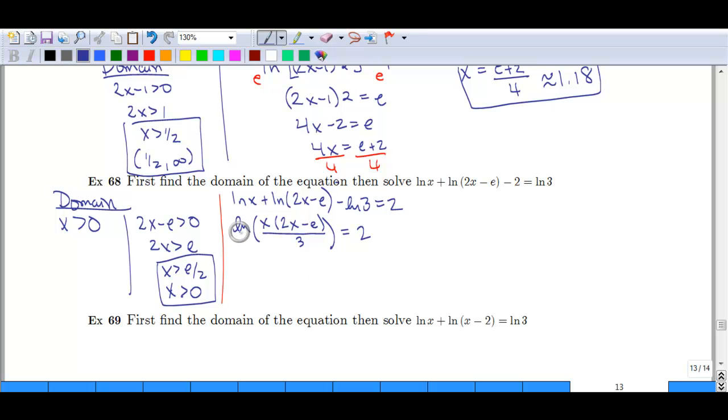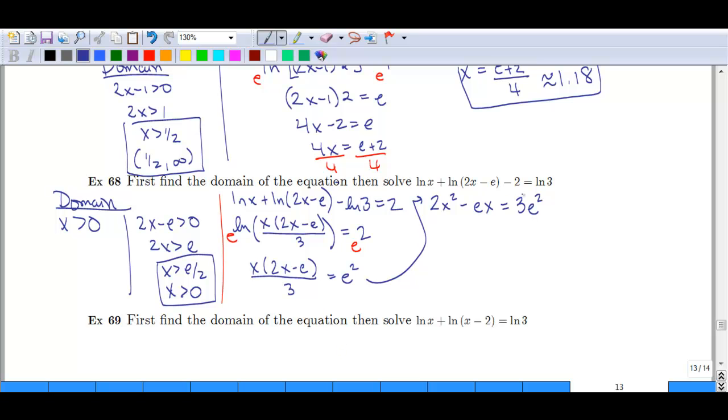Again, to get rid of the natural log, we need to raise both sides with e as the base. So e and natural log are inverses. We end up with x times 2x minus e over 3 is equal to e squared over here on the right side. Now we're just solving for x here. We can multiply that 3 over. We can distribute that x there. So if we come over here, we end up with 2x squared minus ex, and again, this is not e to the x, this is e times x, e is a coefficient in this case, is equal to 3e squared.